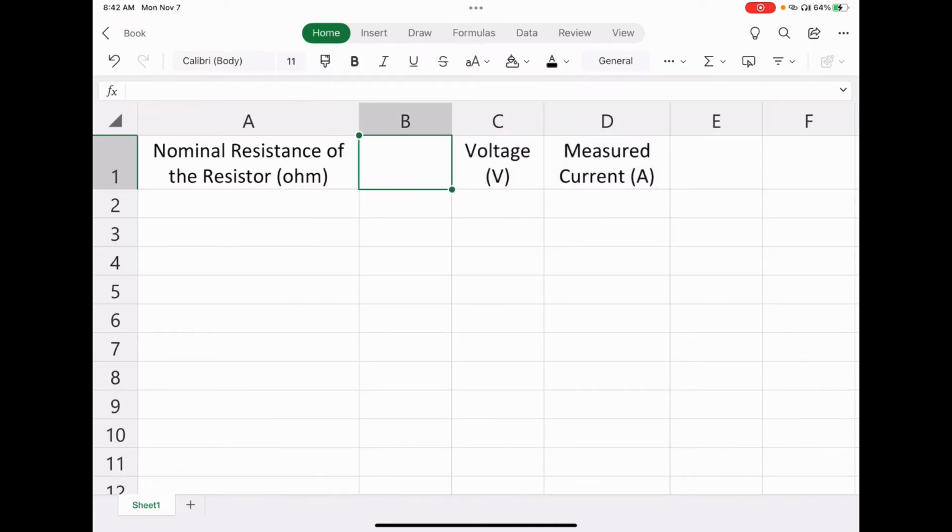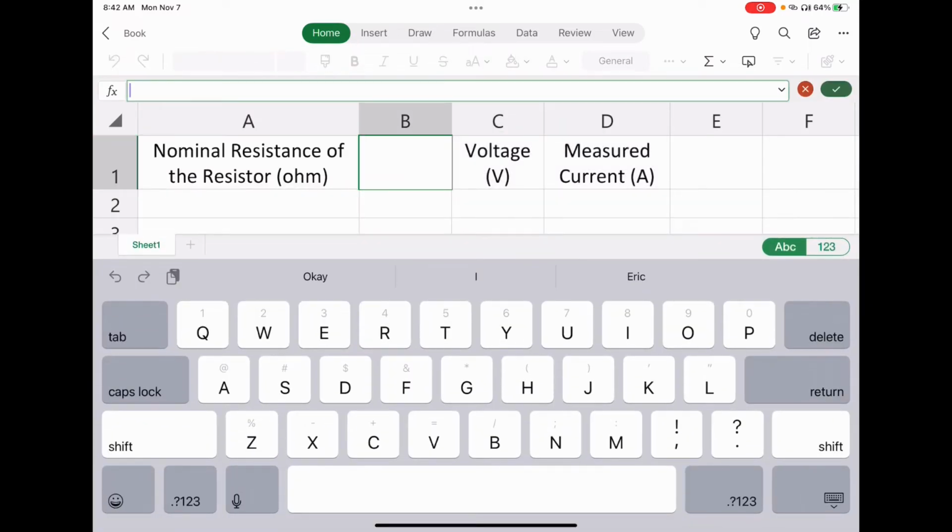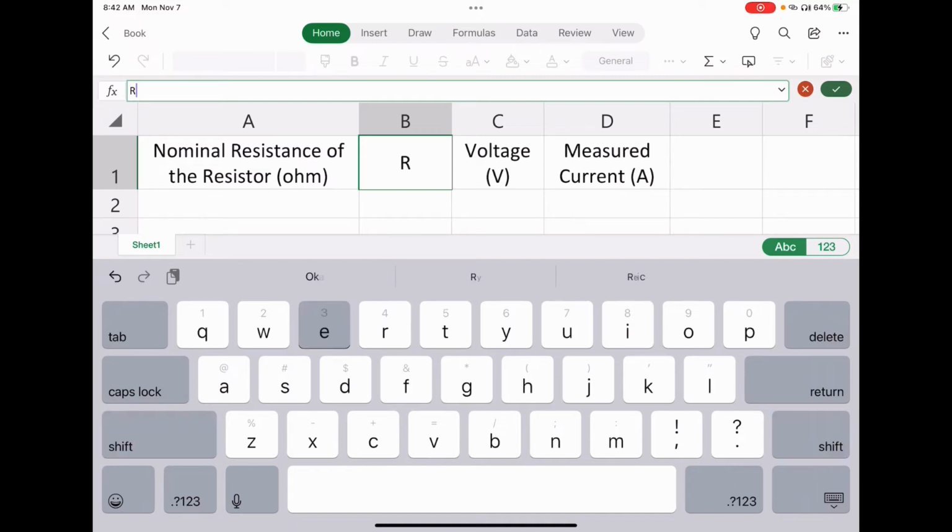So I'm going to say uncertainty, and we're using tolerance here. So I'm going to say resistor tolerance. All right. And this tolerance is actually a percentage.